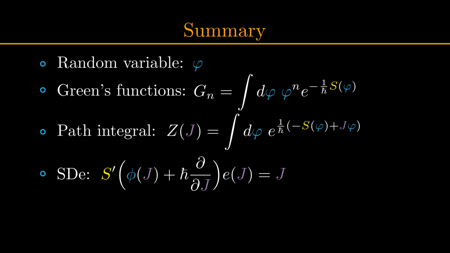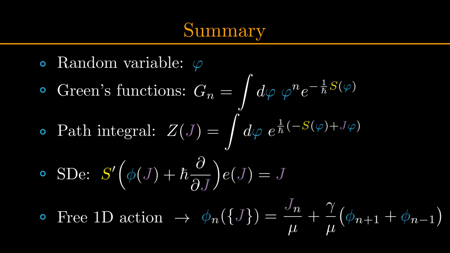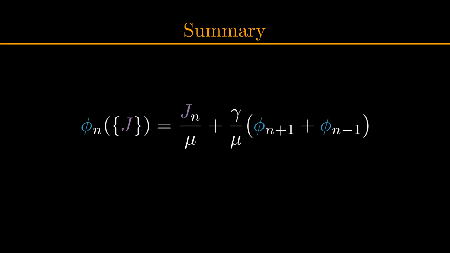This equation revealed the connection between the expectation value of our random quantum field phi in the presence of a source term. We then advanced to one spatial dimension, filled in the free action into our Schwinger-Dyson equation, and obtained the following formula for our field expectation value at location n as a function of the field expectation values at location n plus 1 and n minus 1. This is where I want to continue to derive the propagator. Our quest starts with the Schwinger-Dyson equation for a free field in one spatial dimension.